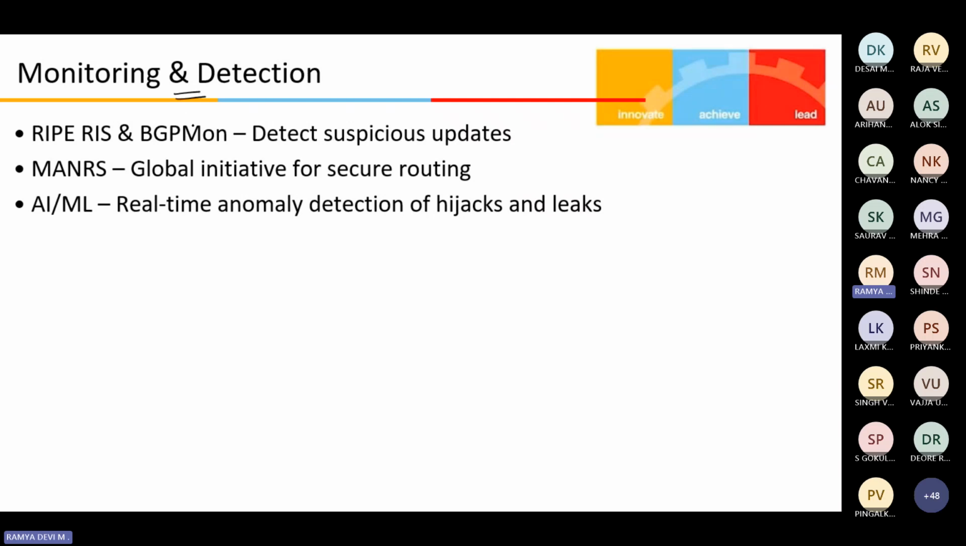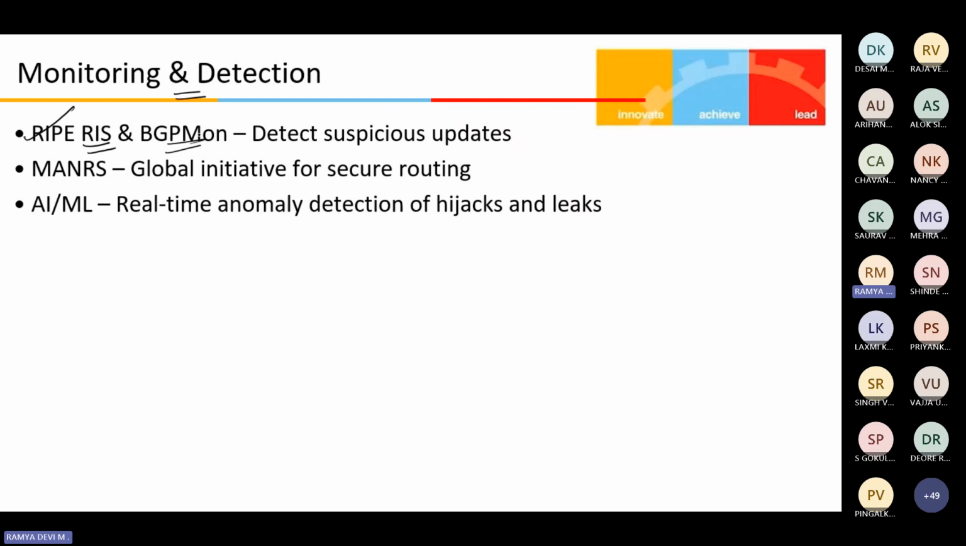So monitoring and detection can be done with the help of RIPE RIS, that is routing information service. And also with the help of BGPmon for detecting suspicious updates. So RIS will try to collect the BGP updates from many points worldwide. So the operators can compare what their autonomous system is announcing. Okay, it can be checked with the global internet view. And also BGPmon is a similar service.